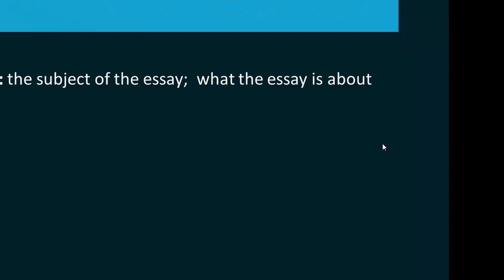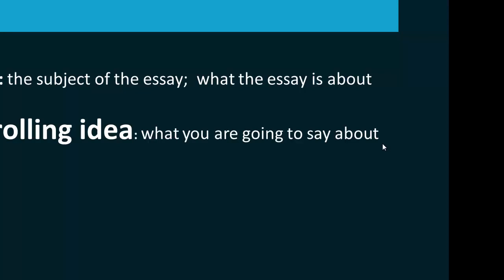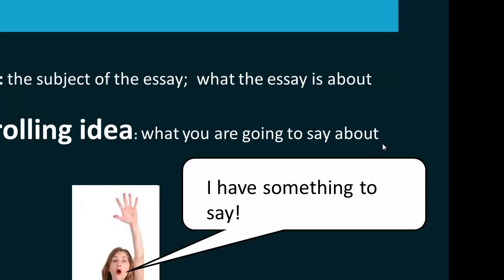The first part is a topic. That's the subject of the essay, or what the essay is about. The second part of the thesis statement is a controlling idea. The controlling idea is what you are going to say about the topic. The controlling idea shows your own opinion or unique thoughts about the topic. One topic can have many possible controlling ideas.